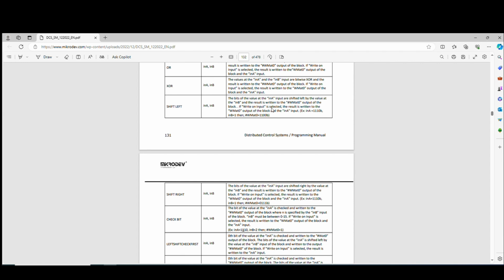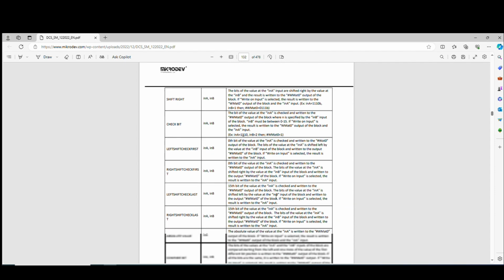As can be seen, the first unit was shifted to the left, and therefore a 0 was added to the right. In the right shift operation, similarly, if we consider dropping to the right, we have a check bit operation. In check bit, as seen here, if the INB input is 8, it controls the 8th bit of INA. That is, you enter which bit of the incoming value will be controlled.